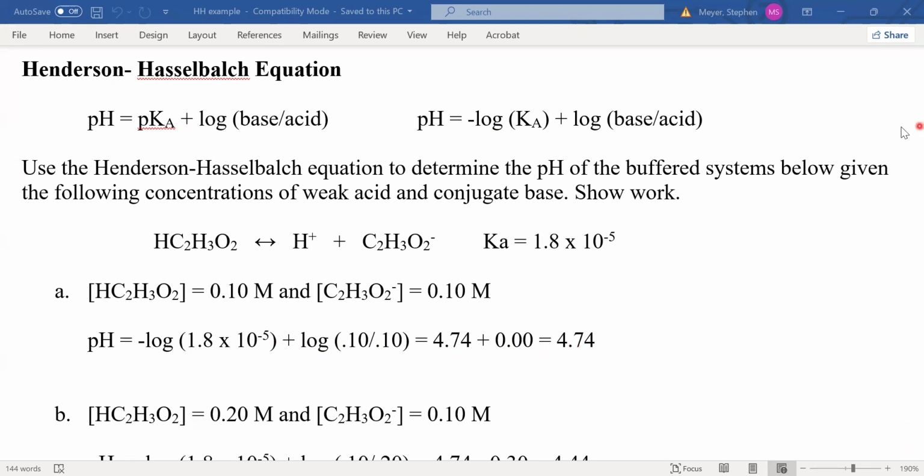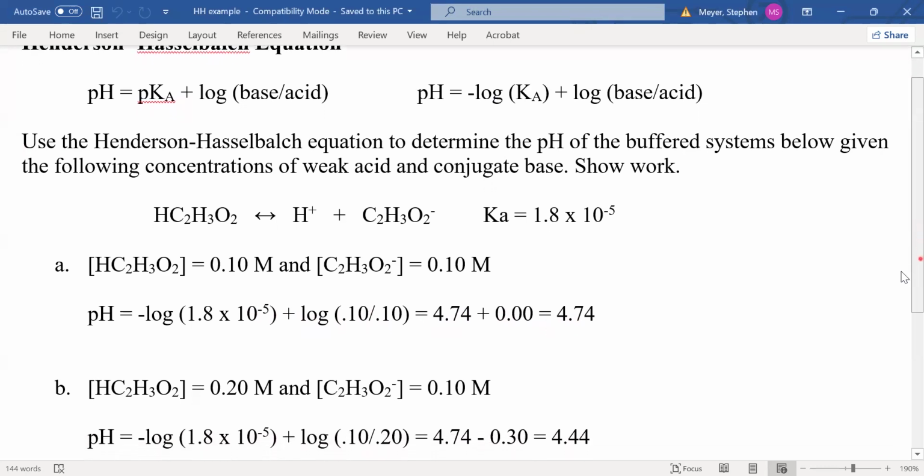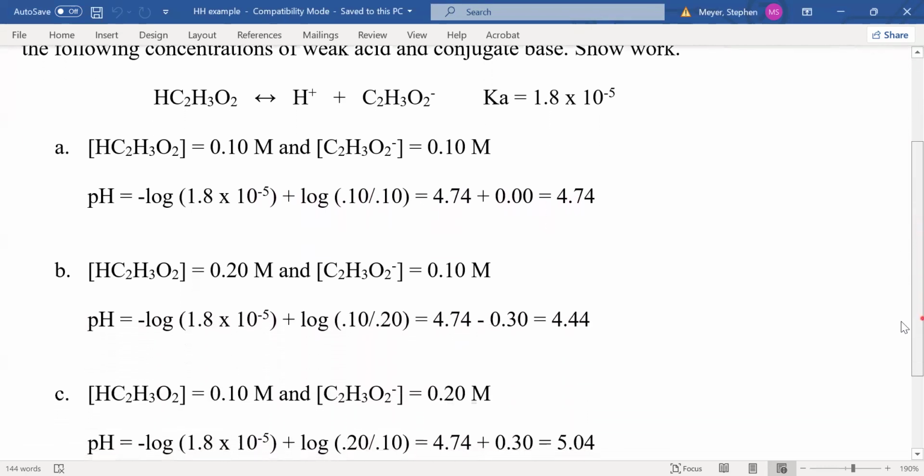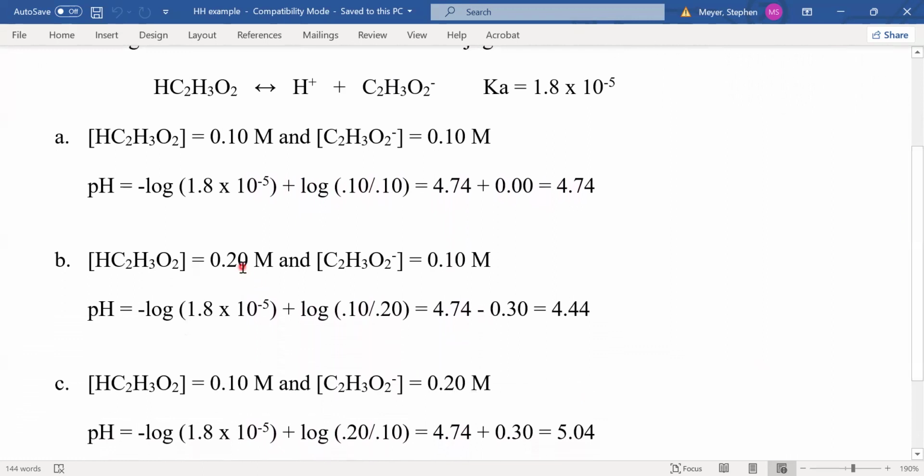Let's say I have twice as much base than acid. I'm sorry, twice as much acid as base. So the molarity of the acid is twice as big as the molarity of the base. And I still plug in the equation, pH equals the negative log of, and I put the base over the acid, so I put 0.10 over 0.20. It ends up being negative 0.30. So my final pH is 4.44.